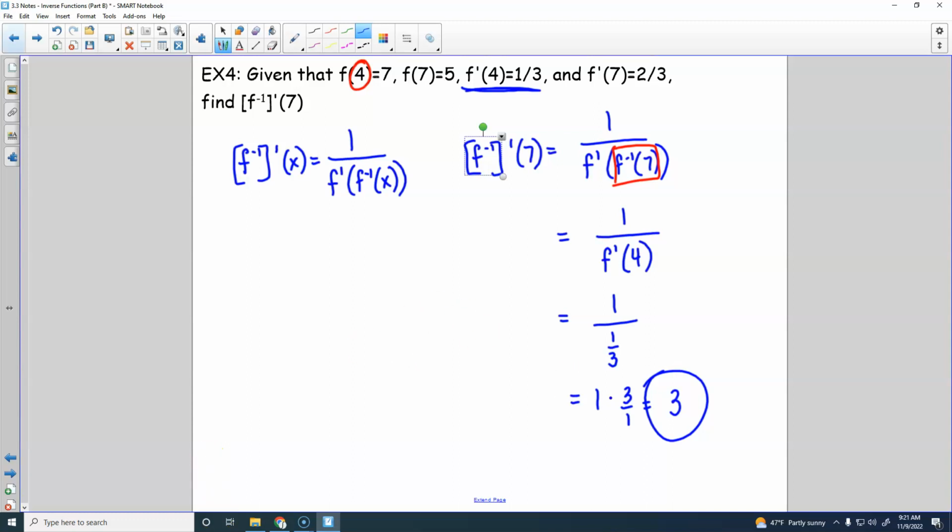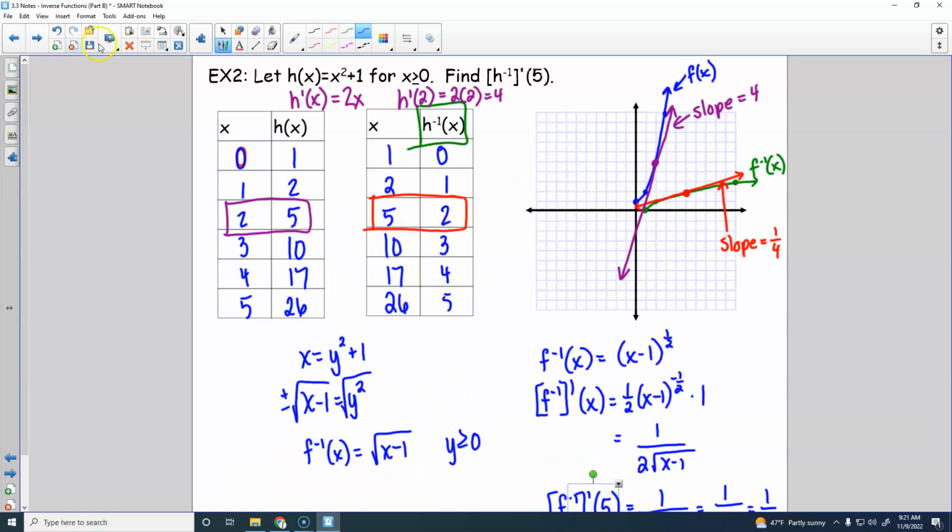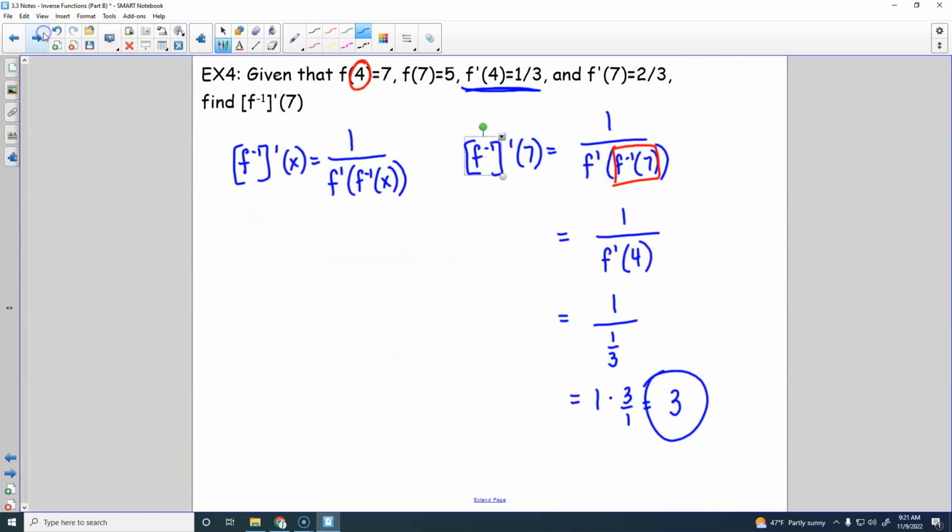So on the first problems, we could have done it either way. Like on this problem, we could actually find the inverse, take the derivative, plug the number in, right? Or we could find this derivative, find the inverse of 5, which ends up being 2, and then do 1 over that slope, which is 1 over 4 there. So you could do it either way for a problem like that. But for a problem like number 4, you have to use that formula because you don't have a formula to find the inverse of. Okay, does that make sense?